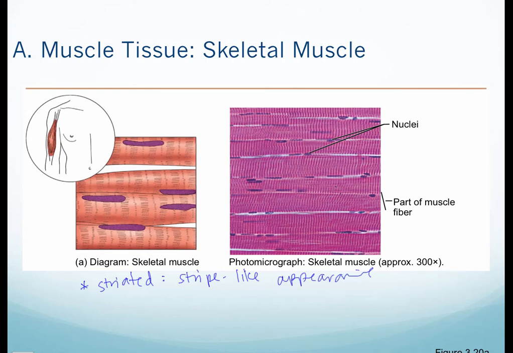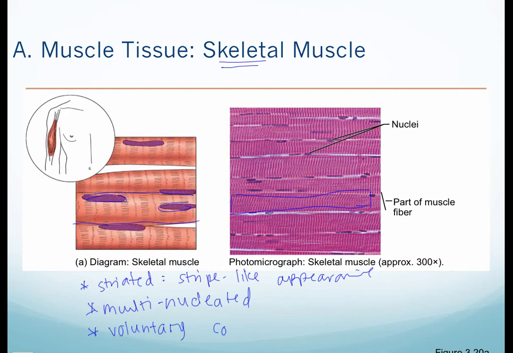Other things we can notice is that this is actually one cell of a skeletal muscle cell. And if this is one cell, what we notice is that each cell has more than one nuclei. So these are multi-nucleated. And also, if I tell you contract your biceps, contract your triceps, can you physically do it? Yes, you can. And so you telling your muscles to contract or relax, that means it's under voluntary control. So you can tell your skeletal muscles when to contract and when not to contract.